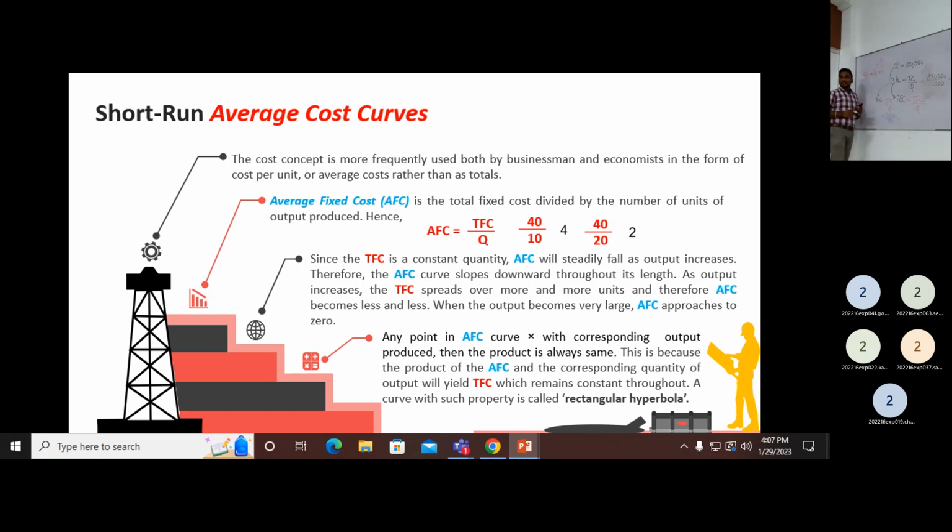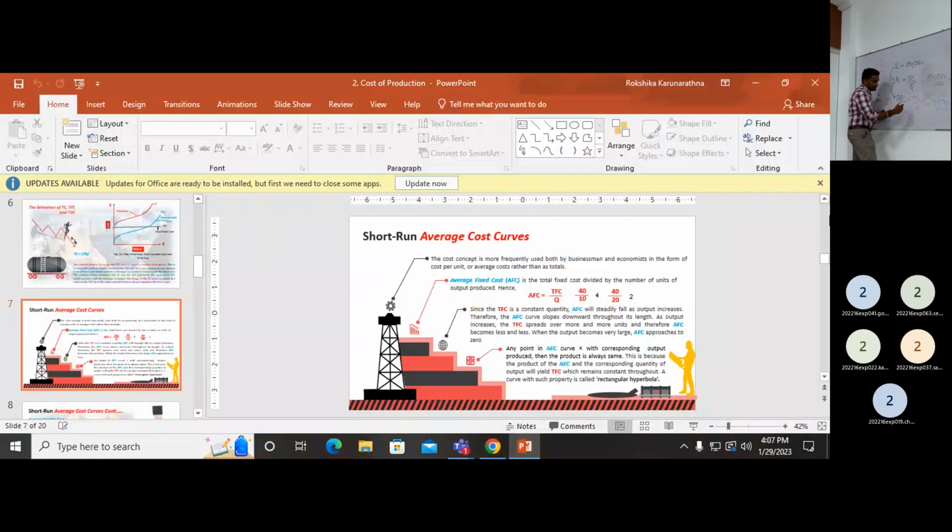Accordingly, variable cost per unit is how much? 60. Variable cost per unit is 60. Then your total fixed cost must be 40,000. 40,000 divided by 1,000 is 40. Clear? Accordingly, this is your average variable cost. This is your average fixed cost. The summation of these two equals your average cost.